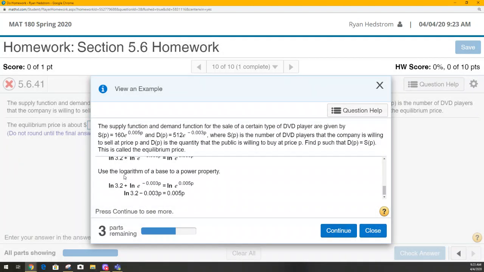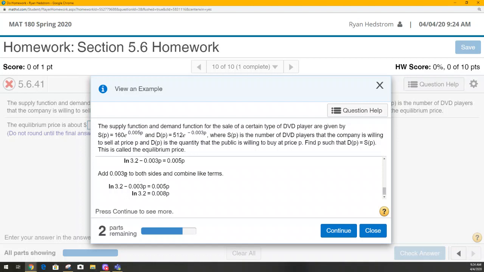And now we use the power property, and we're going to bring this power down. So this actually comes down front here, and this actually comes down front right here. We're left with the natural log of e, which is equal to 1. So really we have natural log of e here, but that has a value of 1. That's why it disappears between this step and this step.